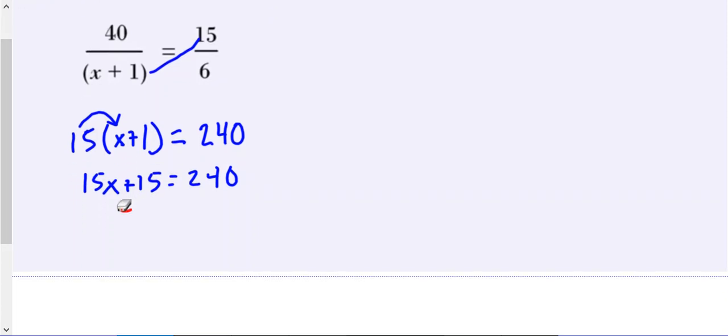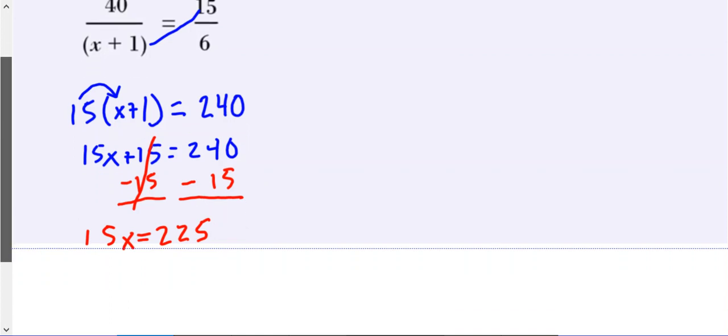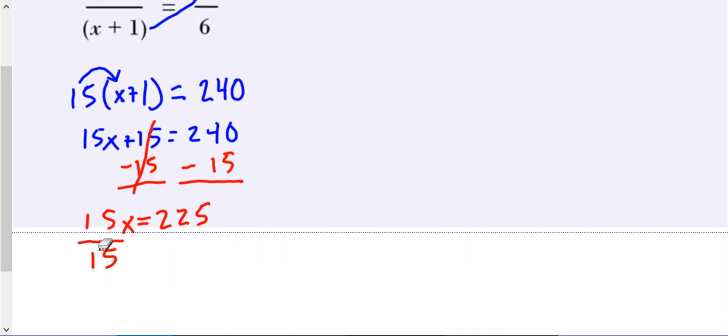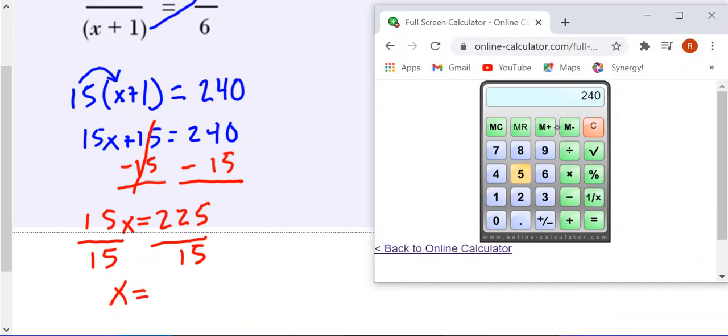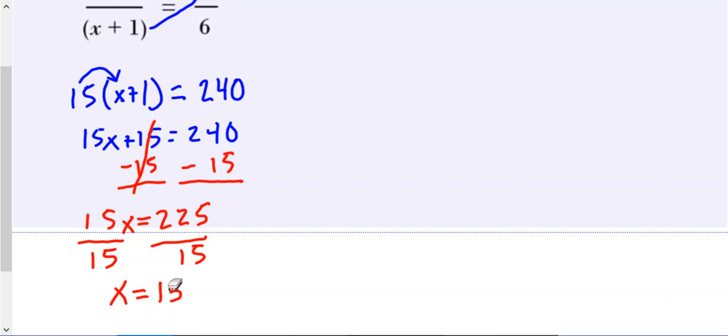We're going to need to first subtract 15 from both sides. They will cancel. Subtract 15. Now we got 15x equals 225. And then we can divide to solve for x. So we're going to divide by 15. X equals 225 divided by 15. 225 divided by 15 will be 15. So x is equal to 15.